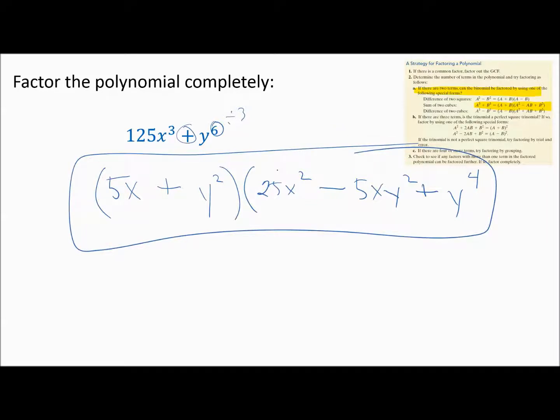So I hope you'll join me for part 2 of the video where we work on factoring trinomials and we work on factoring problems that have several steps.